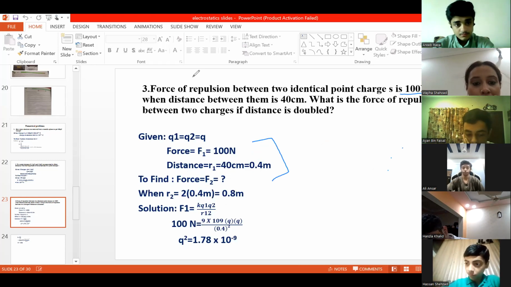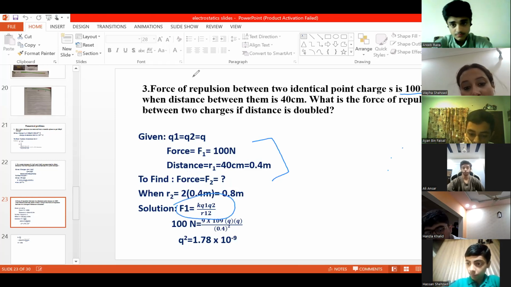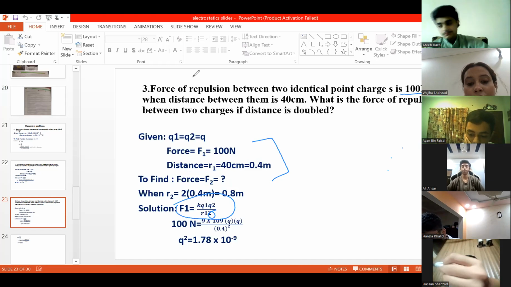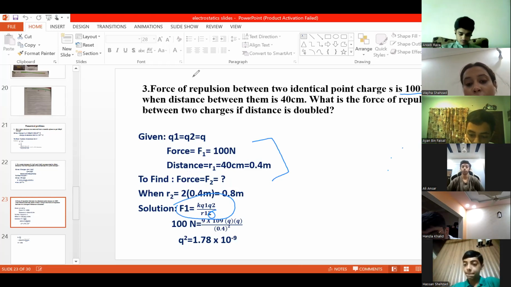This is the formula: F1 is equal to K Q1 Q2 by R1 squared. This 2 is basically the square, so keep this 2 in the power. The distance is R1, but this 2 is in the power. The value of K is always constant, that is 9 into 10 raised to power 9. The charge is not given to us, so we write Q and Q. Our distance is 0.4.